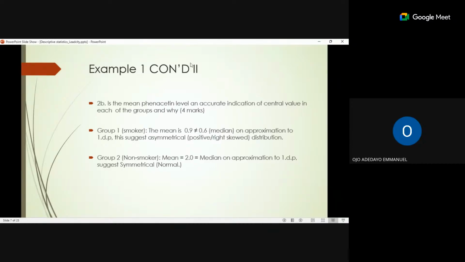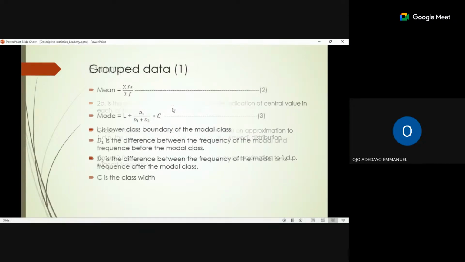But if you check for the non-smoker, if you notice the mean that we got for non-smoker, it is 2. And then the one that we got for the median, it's also 2. So that means that the data of non-smoker is normally distributed or it is symmetric. Please note that it is very, very important. So if you have any question, be jotting it down. I'm going to take the questions together because of our time.